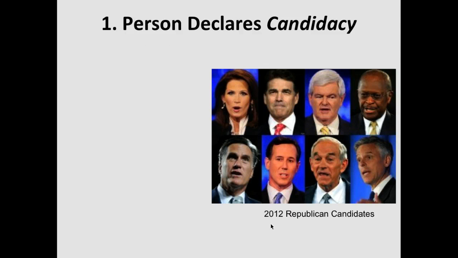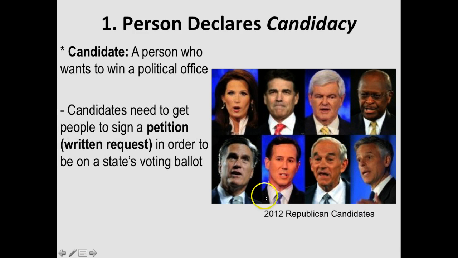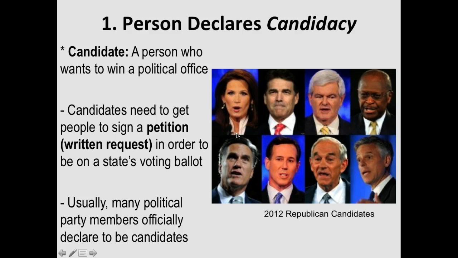Alright, so let's talk about step 1, declaring candidacy. The vocabulary word here is candidate. A candidate is a person who wants to win a political office. In 2012, all of these people wanted to be the Republican nominee. In order for each of these nominees to be on a state's voting ballot, each nominee had to get a certain number of people to sign a petition. Each state has different rules on how to actually get on the ballot.